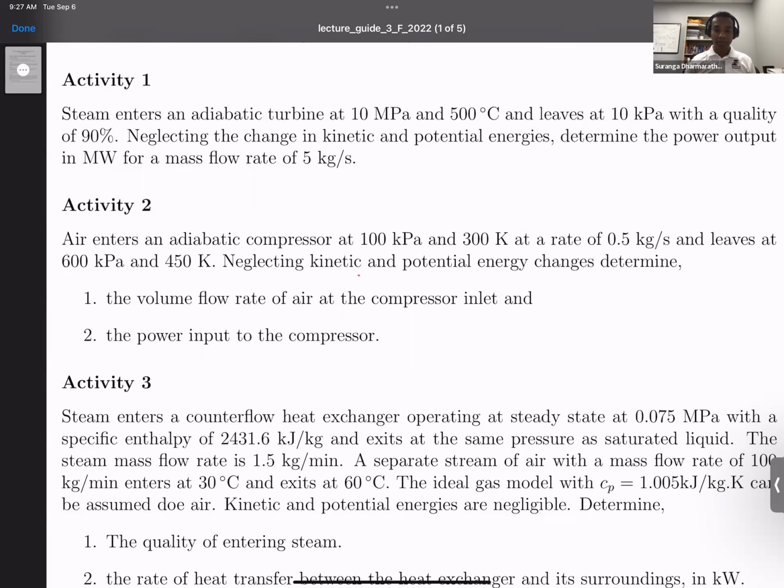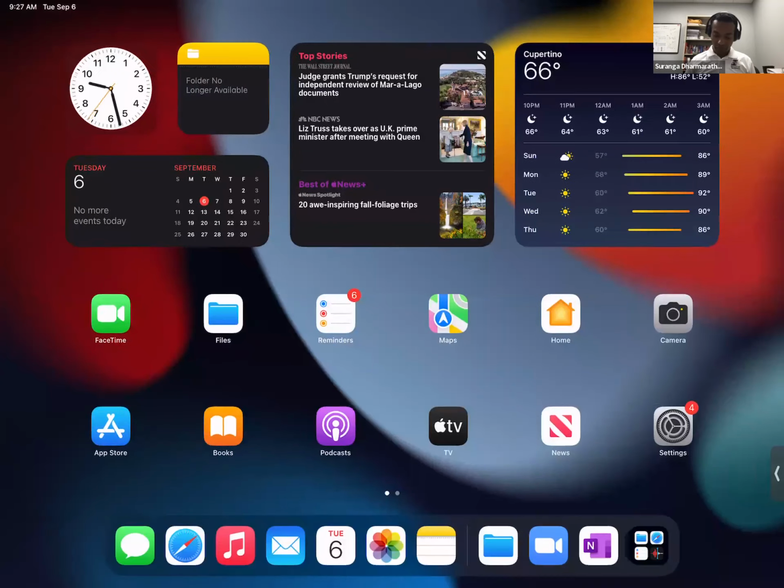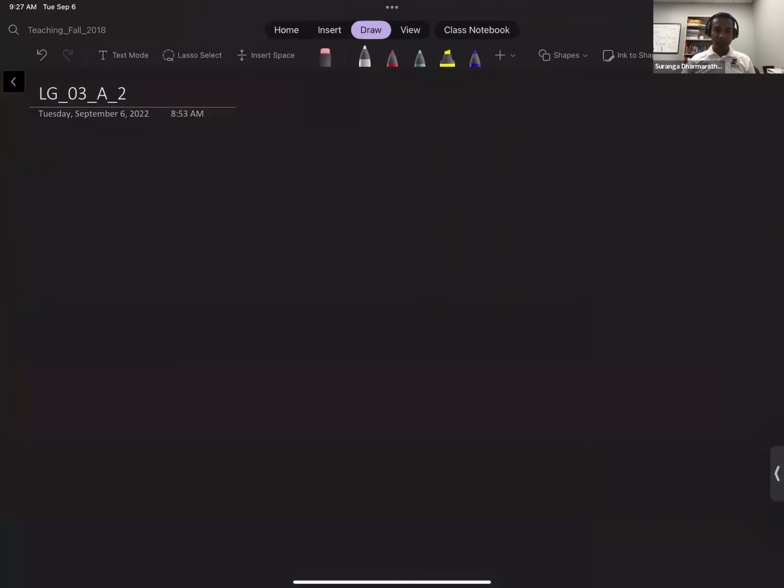Compressors compress air. Here the inlet and exit conditions are given, and the mass flow rate is given, and we are asked to consider that the compressor is adiabatic and also to neglect the kinetic and potential changes. Let's see how we're gonna do this problem.